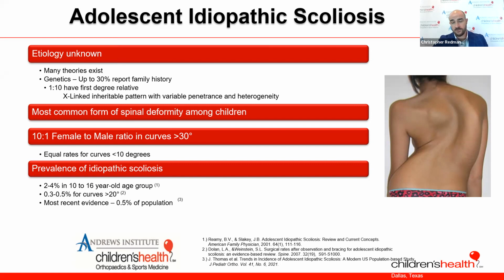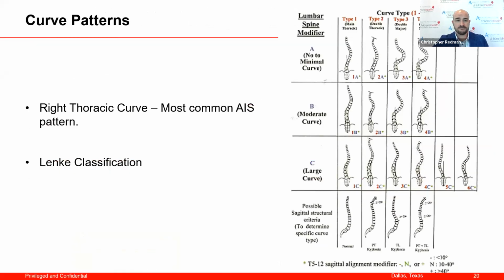This is the most common form of spinal deformity also seen among children. When curves form, they can form in several different patterns, but the most common form in adolescent idiopathic scoliosis is going to be a right thoracic curvature. As we stated previously, this does differ from infantile scoliosis, where it's most commonly a left thoracic curvature. And we also discussed how these are most commonly seen in females versus infantile scoliosis is more common in boys.